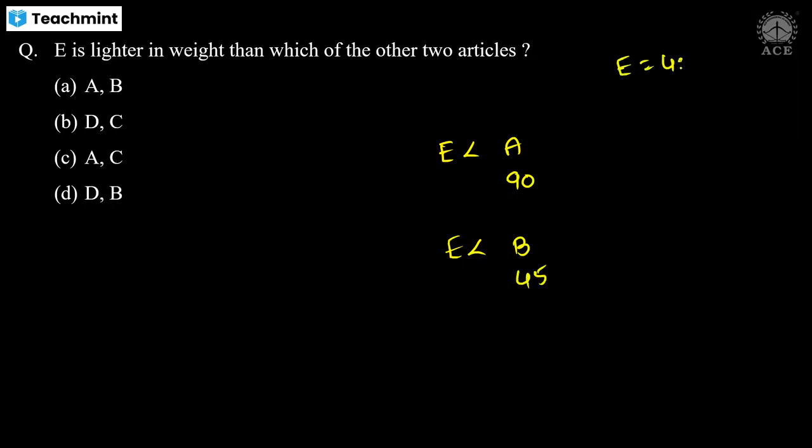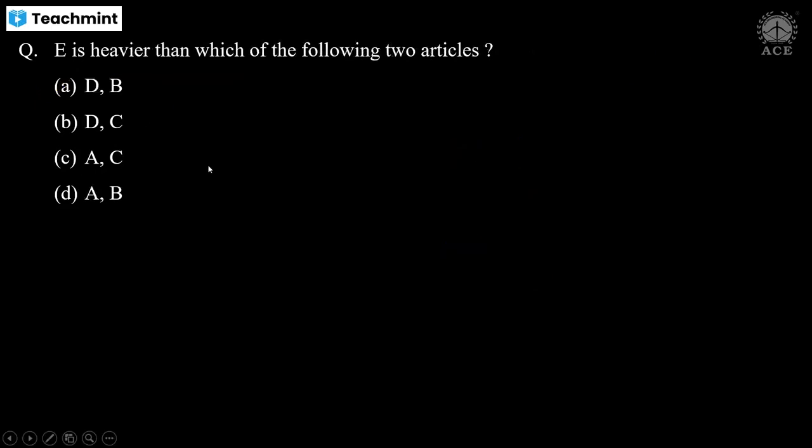E is lighter in weight than which one? Of the two articles, it is nothing but A and B. A is 90, B is 45. Right. Next question. E is heavier than what? E is 40, E is greater than D, which is 20, E is greater than C, which is 10 only. Right, so E is greater than D and C. E is lighter than A and B.